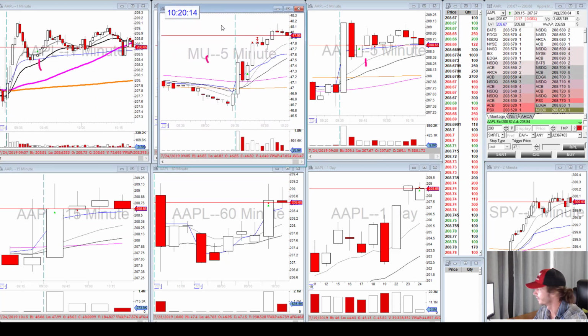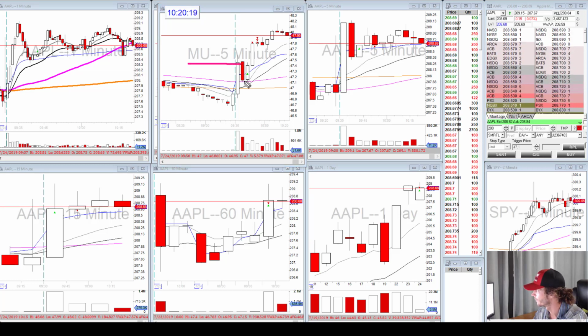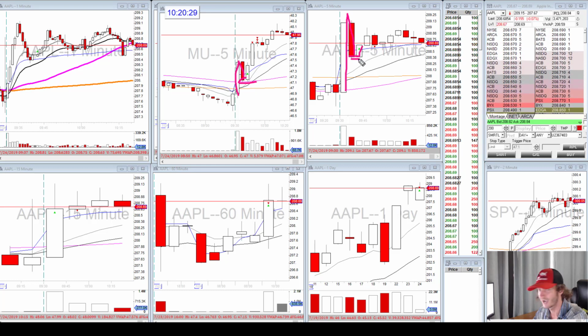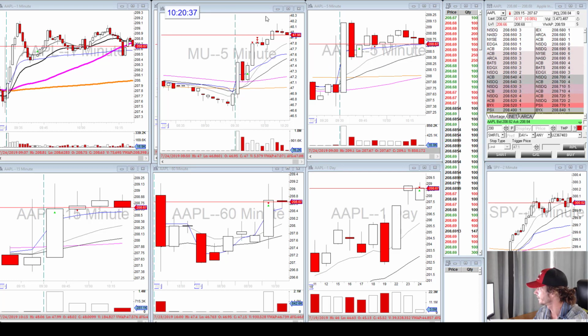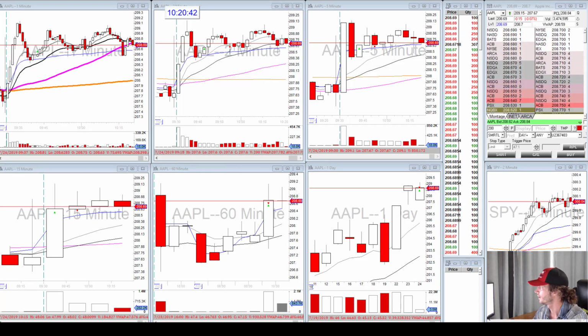Remember this? Playing the same setups? MU 5-minute, potential flag at support. Apple 5-minute, potential flag above support trying to break through VWAP. Same thing, right? I took these same things, and look, they were independent of each other, okay? This one worked out, this one did not work out, never broke high of day. So just note that. We want to play the same setups over and over and over again.